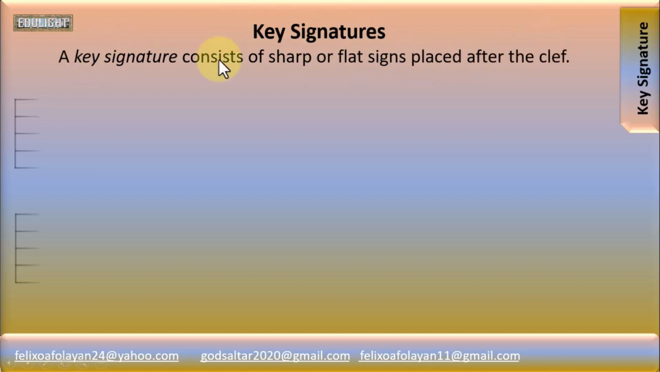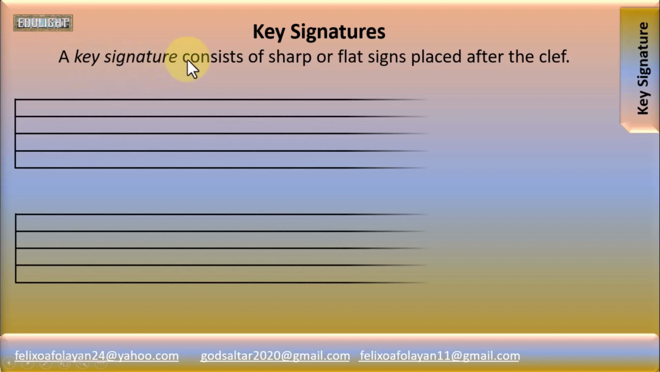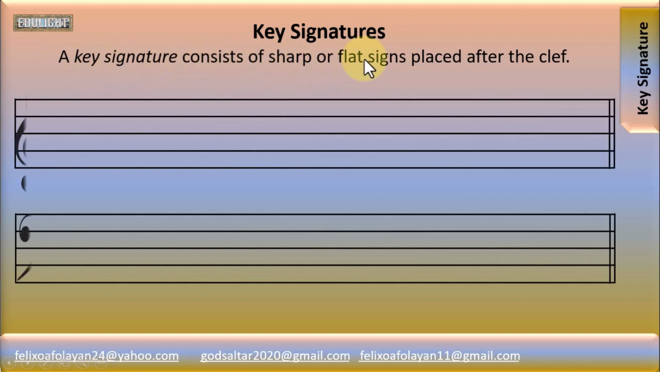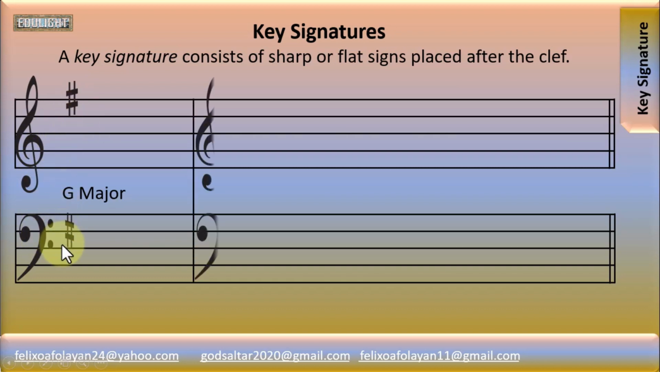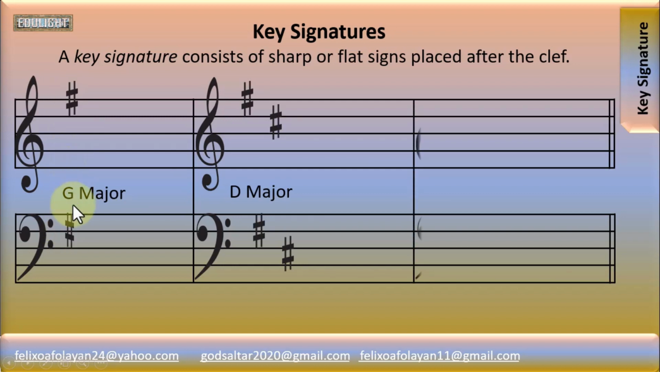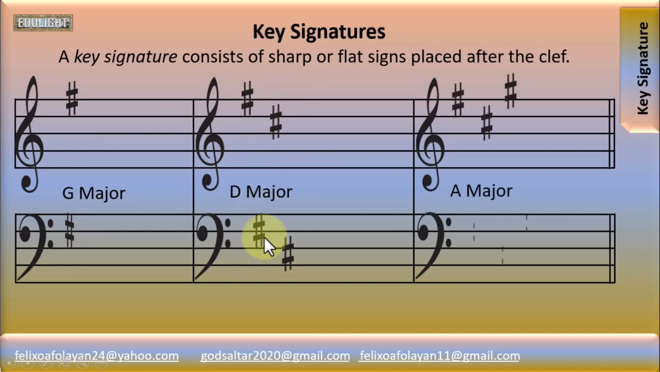A key signature consists of sharp or flat signs placed after the clef. Remember the treble clef and bass clef, that is the G clef and this one. So now, this is one sharp here, and this is called G major, and see now, it's after the clef. This is one sharp on the treble clef and the bass clef. And also, D major has two sharps, on the treble clef and the bass clef.